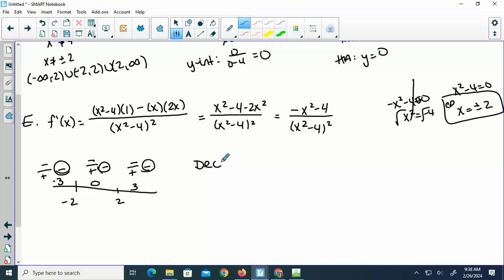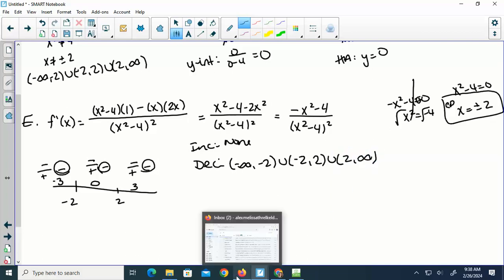Can you say decreasing from negative infinity to infinity? No, because those are asymptotes. So we have to say decreasing from negative infinity to negative 2, union negative 2 to 2, union 2 to infinity. Now, if it were a polynomial, then you could say negative infinity to positive infinity.